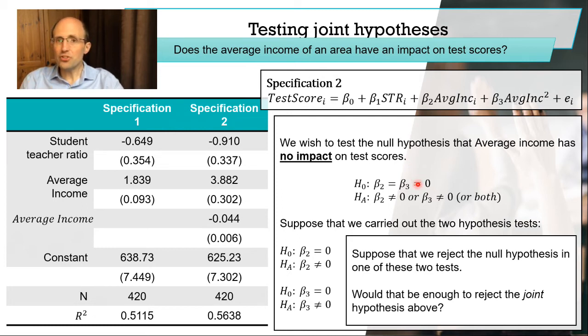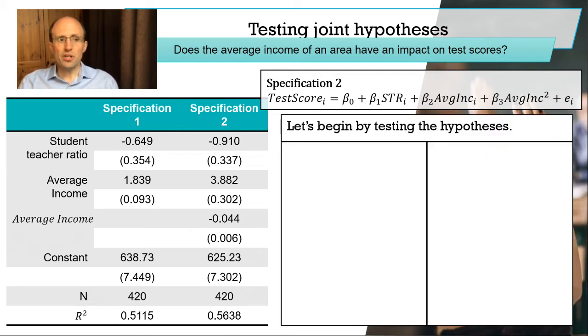So a question that we're going to ask ourselves later in the session is: if we reject the null hypothesis for either of these t-tests, would we also automatically reject the null hypothesis that beta 2 is equal to beta 3 is equal to 0? So before we go ahead and find out whether or not this is a valid strategy, let's just construct our t-stats for the individual hypotheses and see whether or not we reject these two individual null hypotheses.